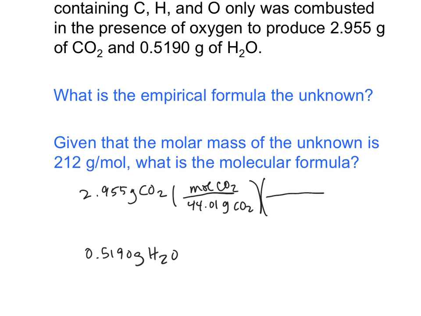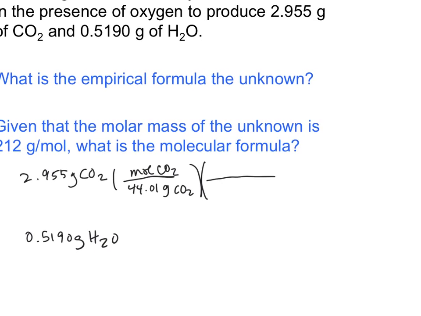Okay, then we want to go to moles of carbon from moles of CO2. If you look at the formula, there's 1 mole of carbon for every 1 mole of CO2. That'll give us moles of carbon after everything cancels. We can stop there and calculate the moles of CO2. So let's go ahead and do that. Let me get my notes here. This is going to be 0.0671 moles of carbon.